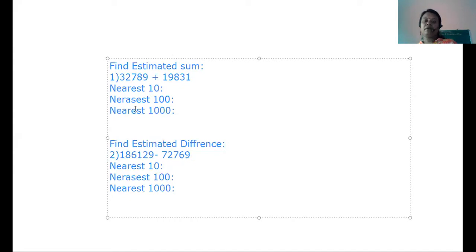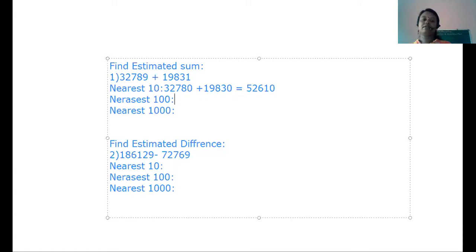So here we have to first check for the nearest 10. So I shall change it to 32,790 plus 19,830. And then finally find the addition answer. So let us calculate and find the addition answer for them. So we get 52,620.